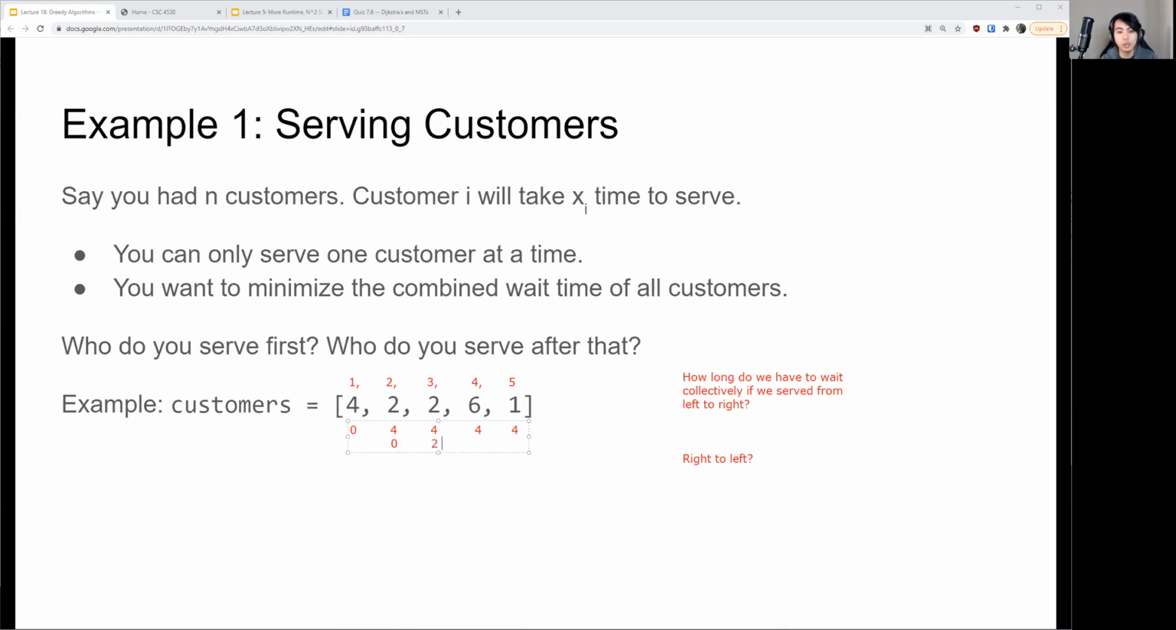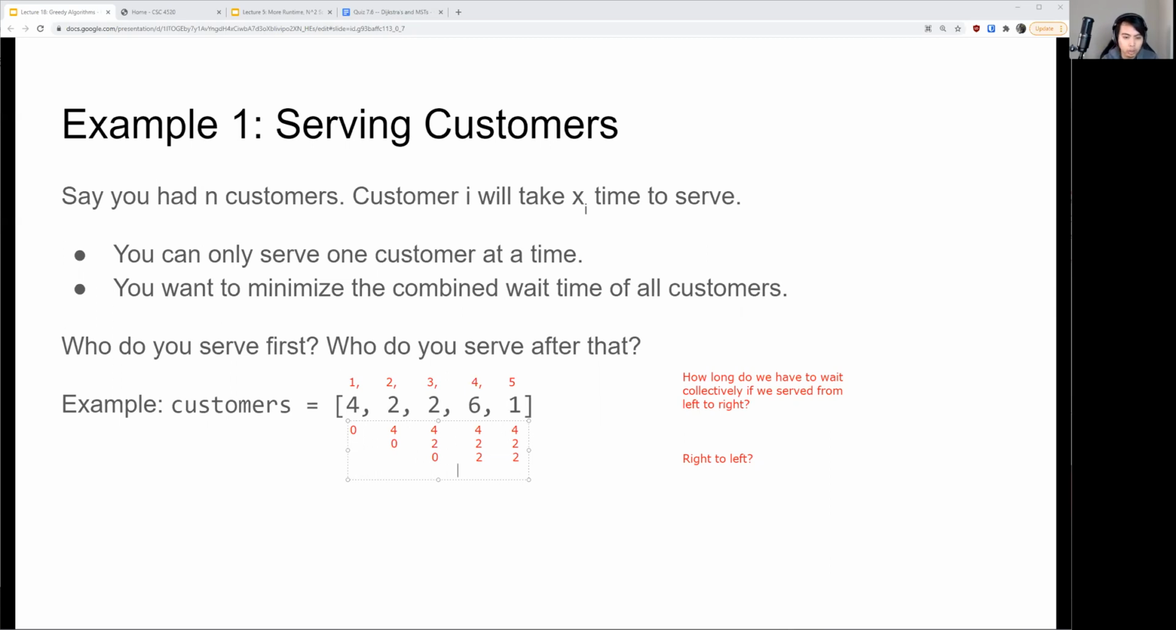Everyone else had to eat the cost of the 2 minutes that it takes to serve that person. And then if we keep going, we can see that there's a pattern emerging, right? We're going from left to right here. So the next person to be served is customer 3. Everyone else that is still in the restaurant still has to wait 2 minutes.